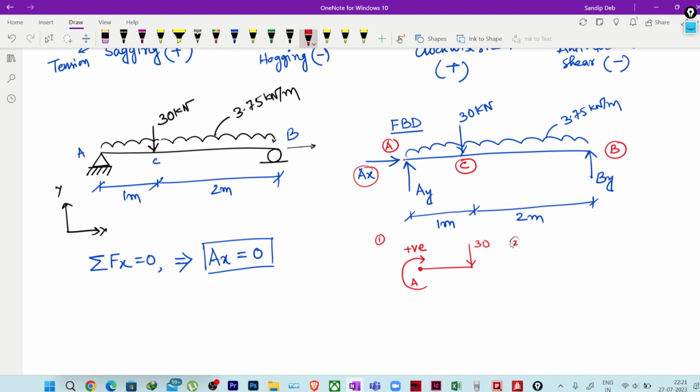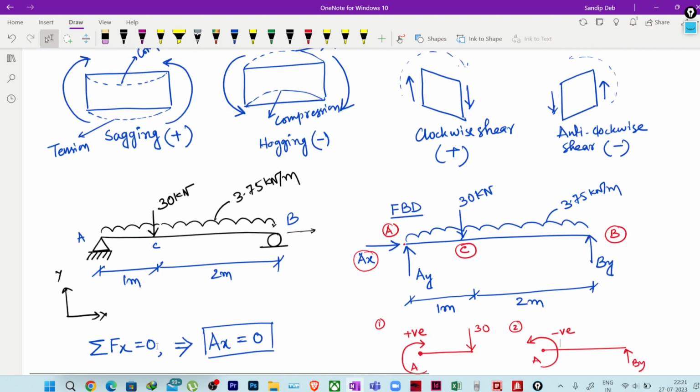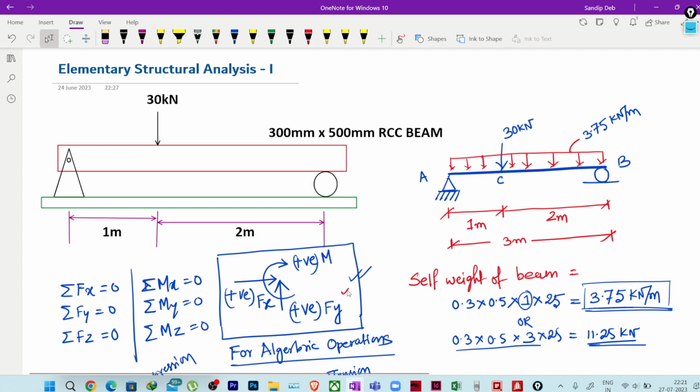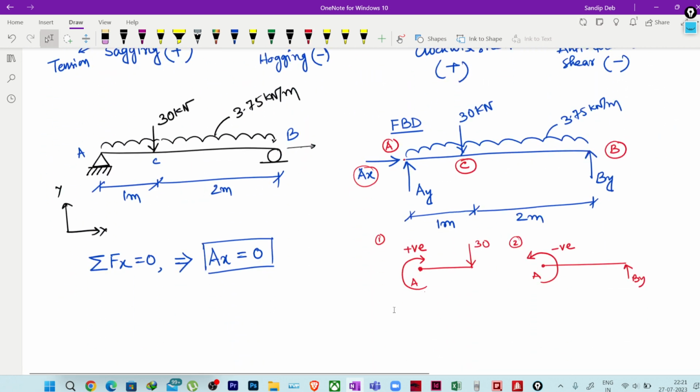The second one is, if you see, I have the whole length, this is my point A, and I have a By. This By force acting upwards will create a moment like this. As it is anti-clockwise, it will be negative. I am taking this sign convention for algebraic operations, right? Clockwise moment is positive, anti-clockwise moment is negative, correct? So it is a negative one.